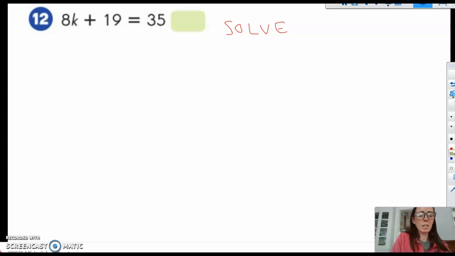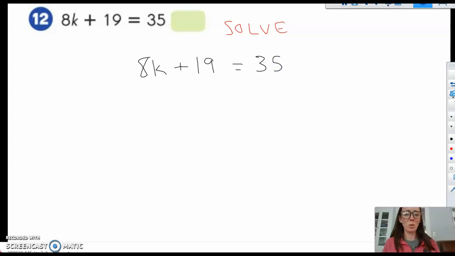Okay, our last example problem that we are going to solve, I have 8k plus 19 equals 35. So the same routine, I just want to get that k, the variable, by itself on one side of the equal sign to figure out what the value of that variable is. So I'm going to move my positive 19. The opposite of plus 19 is subtracting 19, which I'm going to do to both sides.